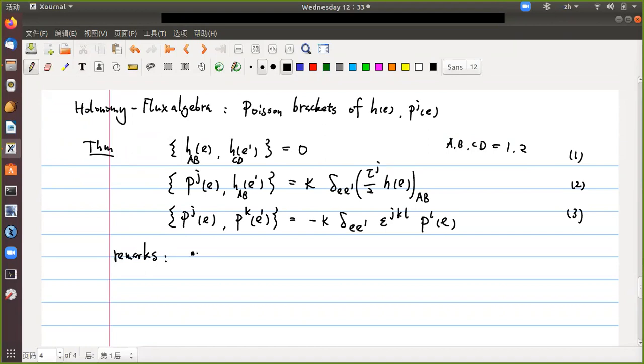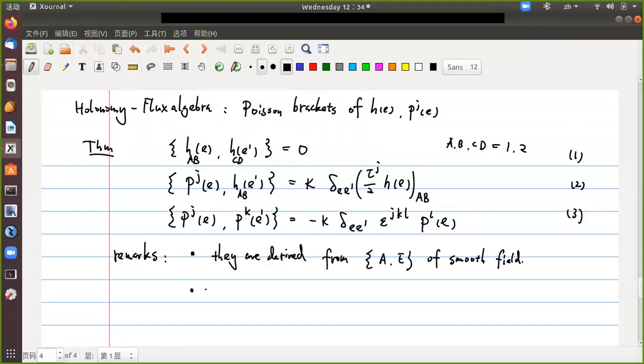Remarks. Firstly, clearly they are derived from the Poisson bracket between A and E of the smooth field. Because holonomy and flux are just functions of A and E, and you compute the Poisson bracket just like computing the Poisson bracket between phase space functions.